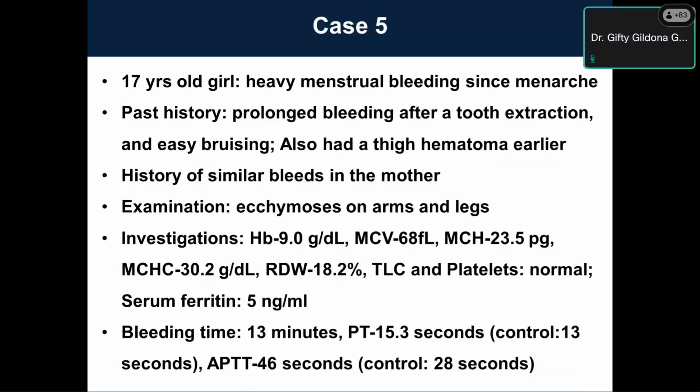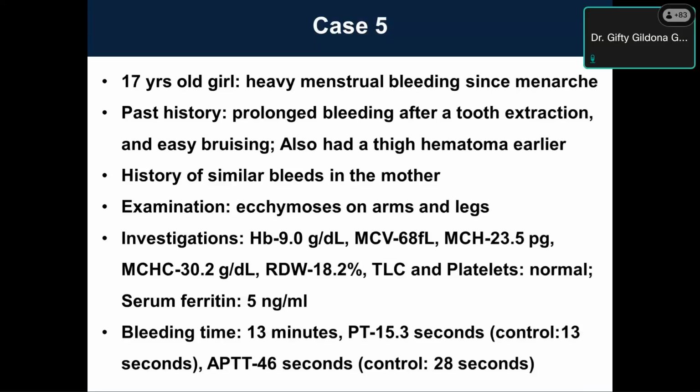So this is a 17-year-old girl with a clinical history of heavy menstrual bleeding. She also has a past history of frequent bleeding, sir, and a positive family history. In the investigations, she's having a microcytic hypochromic picture, sir. And she's having a very low ferritin value, which points out that she might have iron deficiency.